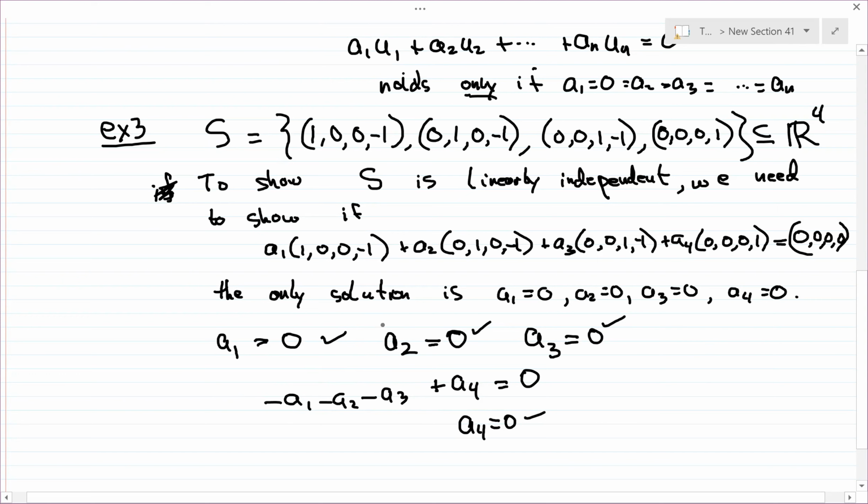So we've shown that this set is linearly independent because the only way the linear combination of these four vectors could equal the zero vector is for all the a's to be zero. Questions?